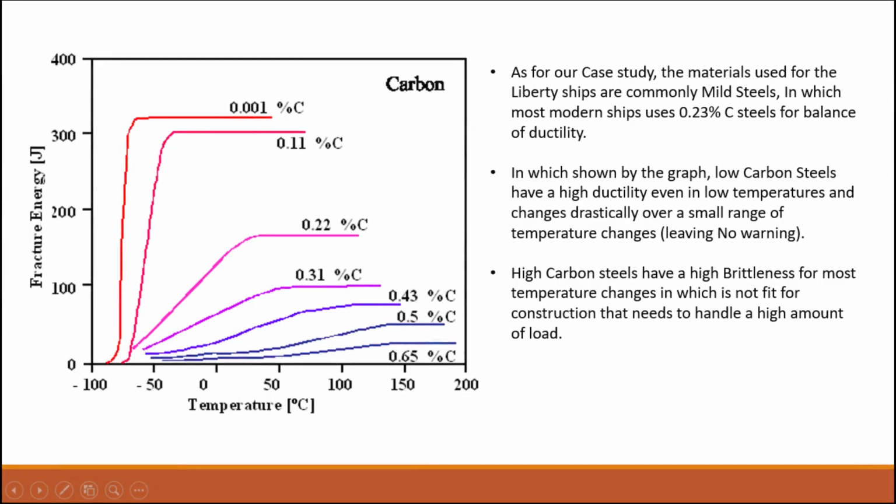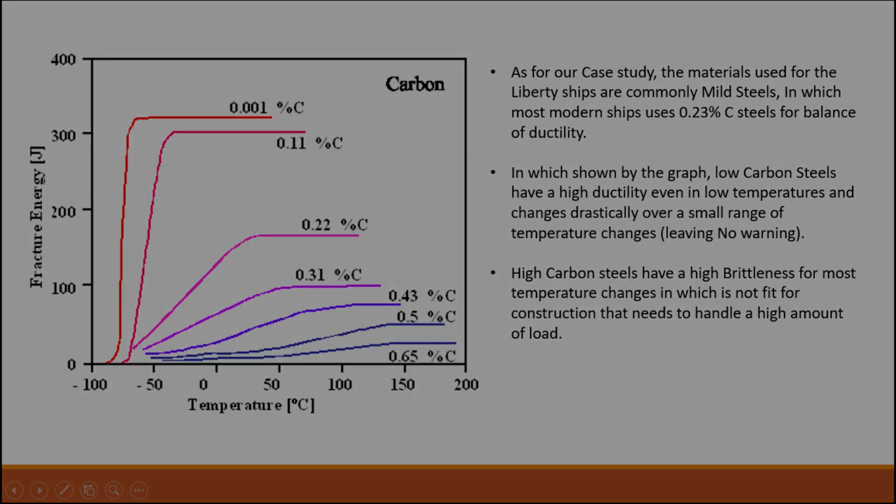As for our case study, the material used for the Liberty ships was commonly mild steel, while most modern ships use 0.23% carbon steel for a balance of ductility. As shown by the graph, low carbon steel has high ductility even at low temperatures and changes drastically over a small range of temperature changes, leaving no warning. High carbon steel has high brittleness for most temperature changes, which is not fit for construction that needs to handle a high amount of load.